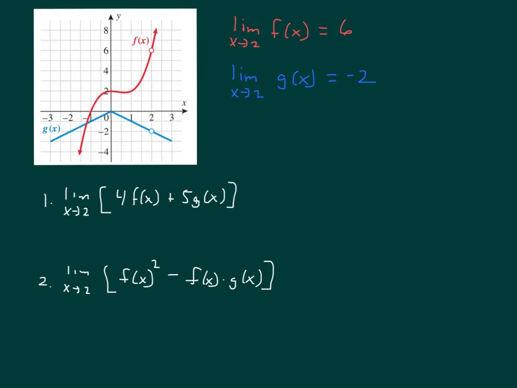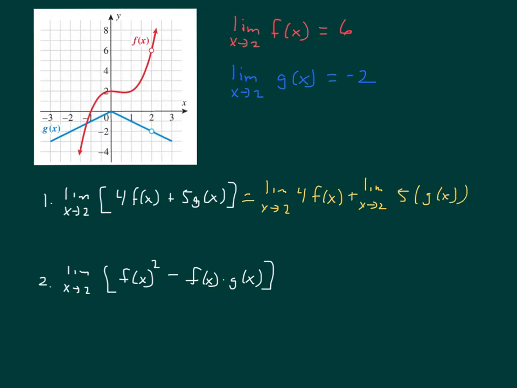So now to evaluate each one of these limits, I'm going to use the limit properties. The first thing is, I know that the limit of a sum, where in this first one I have the sum of two things, is going to equal the sum of the limits. So that's going to be the limit as x approaches 2 of 4 times f of x plus the limit as x approaches 2 of 5 times g of x.